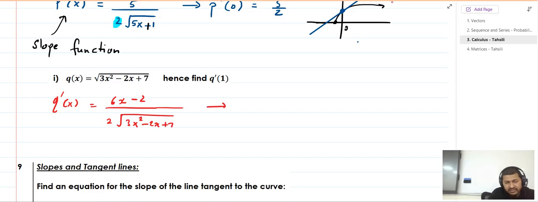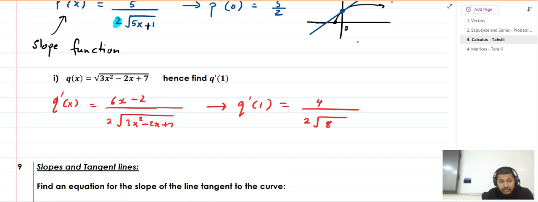Now we're trying to find q prime 1. Q prime 1 is finding the slope of this tangent line at 1, the slope of the tangent at 1. Now we're going to substitute 1 in the place of x. So I have 6 minus 2, which is 4, over 2 square root, and substituting 1, I've got 3 minus 2 plus 7. So 3 minus 2 is 1, 1 plus 7 is 8.